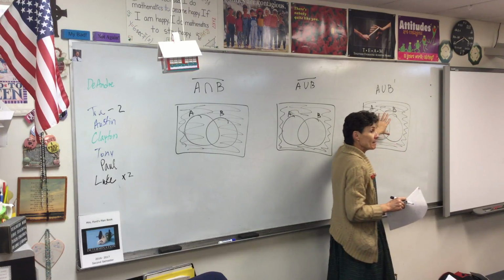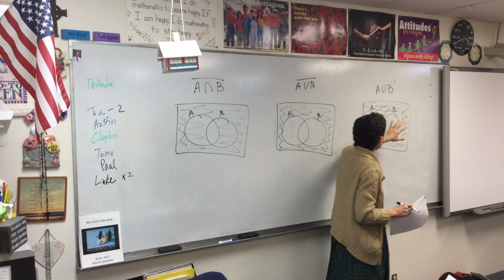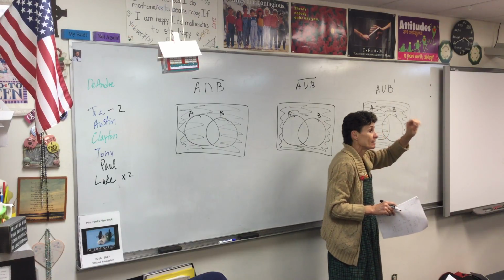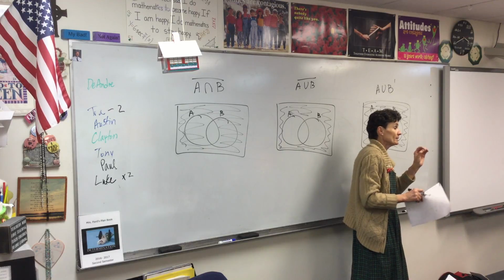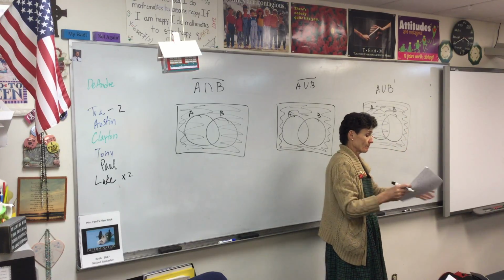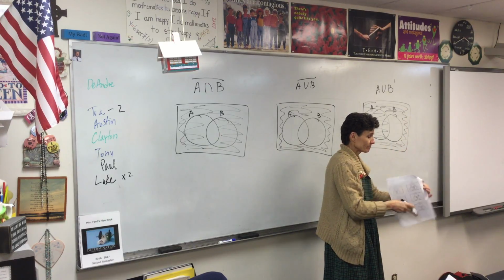So I shaded my A ball, and then I shaded everything not in the B ball. I'm not looking for where they overlap. I want it all. All right, let's look at the back side.